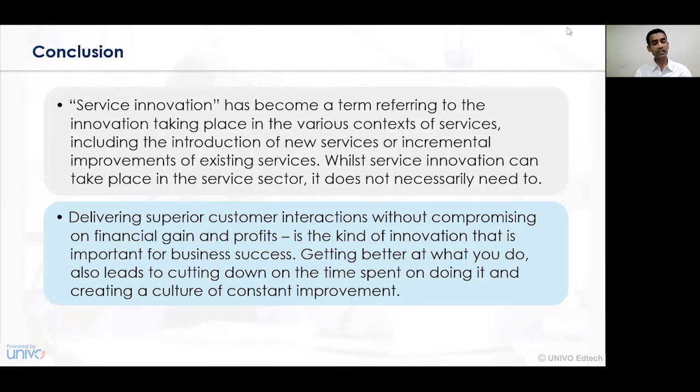Delivering superior customer interaction is essentially important, but simultaneously we must see how to effectively deliver better qualitative service to customers, and in the long run, what benefit, financial or non-financial, is created for the organization and the customers. It helps the organization in the long run with continuous improvement.